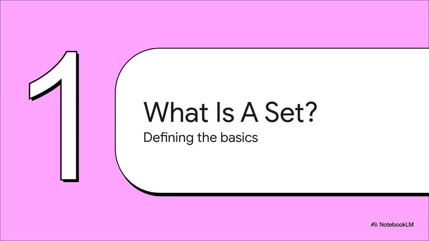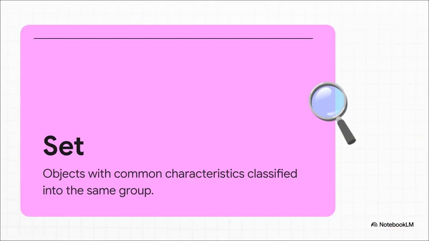What exactly is a set? Simply put, a set is a collection of objects that share common characteristics and are classified into the same group. Think of it like a VIP club. You only get past the bouncer if you meet the specific criteria at the door. It's just a mathematical way of grouping things that have something in common.